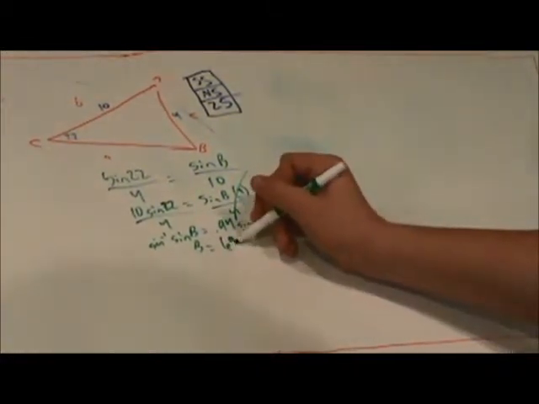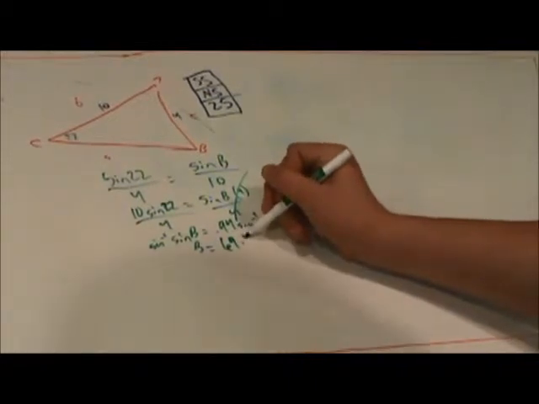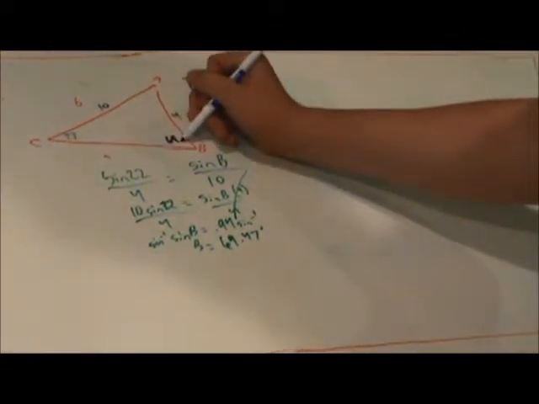angle b to equal 69.47 degrees. So we can fill that in right here. 69.47. And now we can figure out angle A by just adding up both those angles and subtracting them from 180. And that gives us angle A to be 88.53.